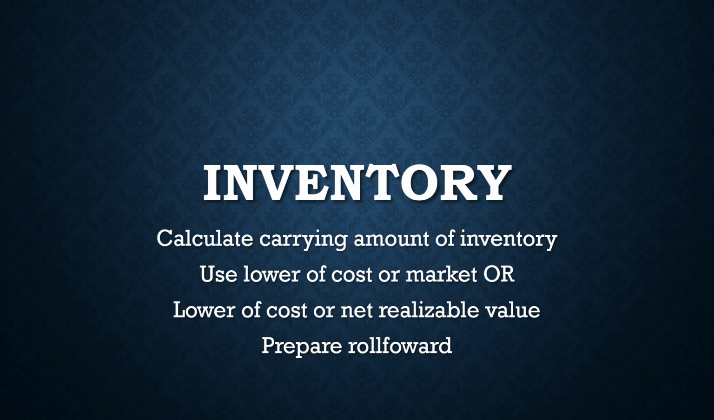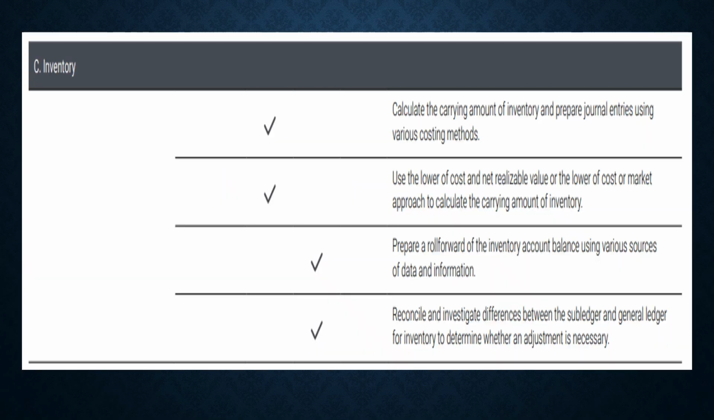Then the next calculation is using the lower of cost or market or the lower of cost or net realizable value. So there are two different ways of analyzing that lower of cost or lower of market, and we'll go through that as well. And then again, you also need to know how to prepare a roll forward of the inventory account balances using various sources. So let's take a look at what we have.